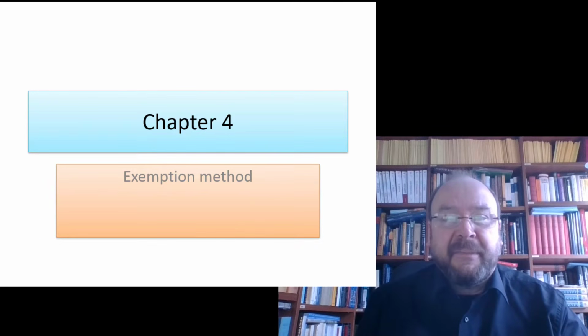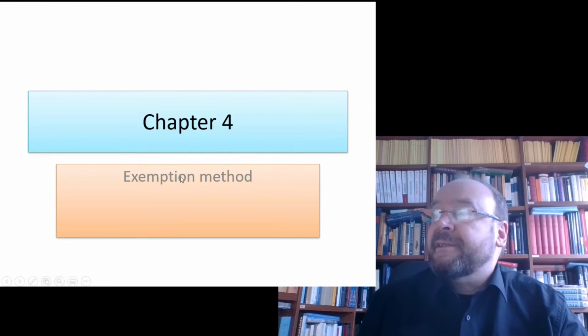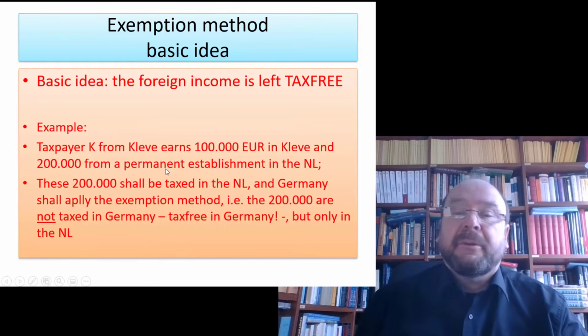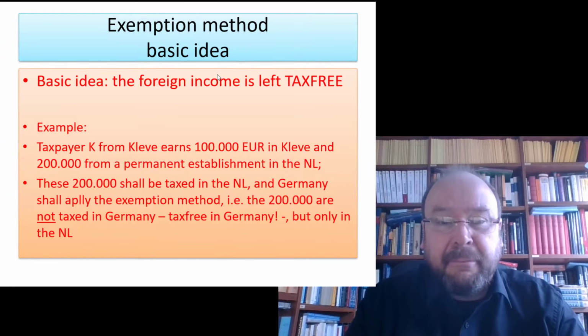Hello everybody. In this video today we are going to talk about the exemption method. That is the third of the four methods to avoid double taxation, which are known at least in German law. So the basic idea is already disclosed by the name. The foreign income is left tax-free, so it's exempted from taxation.